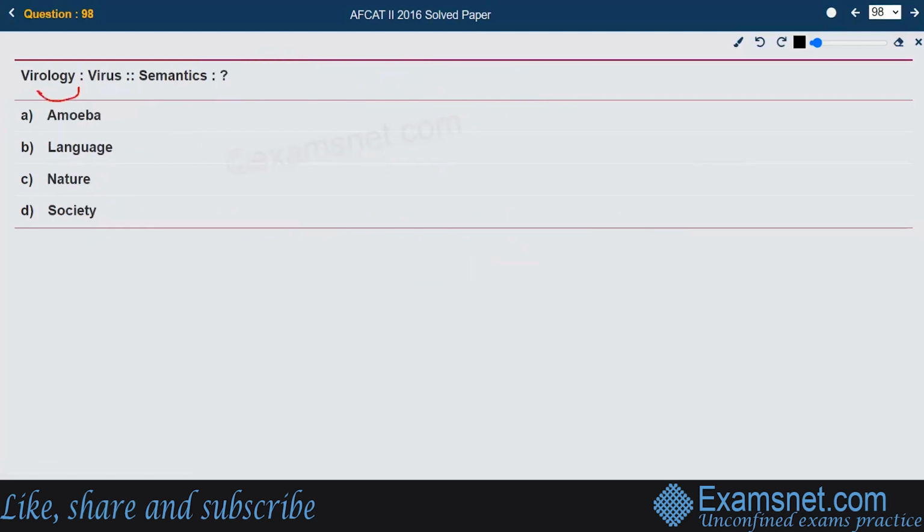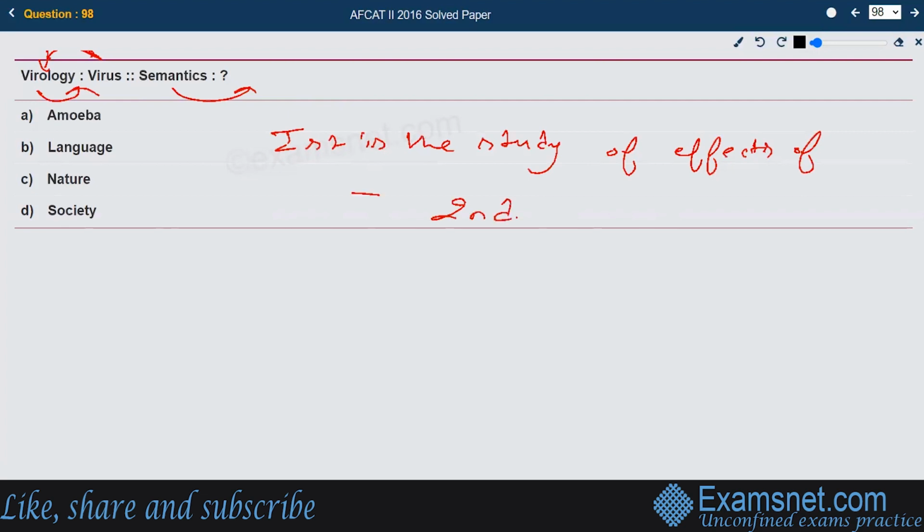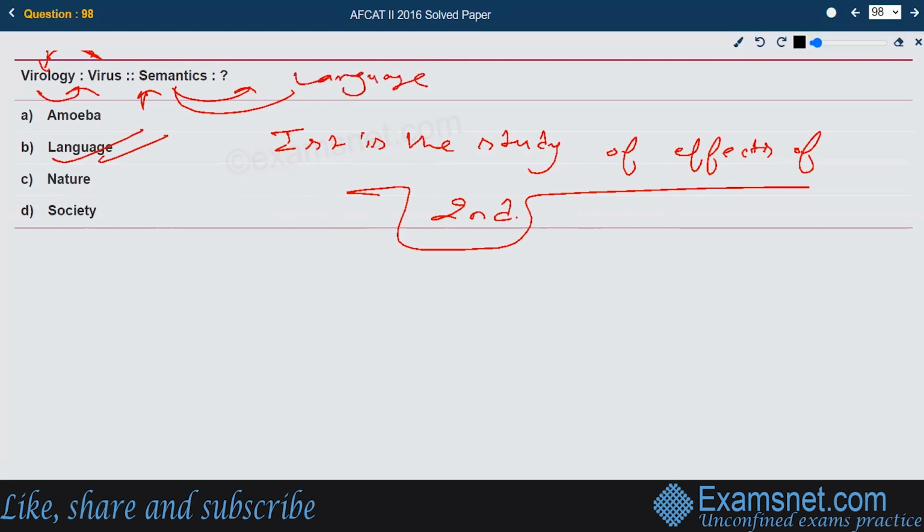Next, virology, virus, semantics is what? If we look at the word and understand, virology deals with the effect of virus. So the first is the study of effects of the second. This is the connection developed. So let us know semantics is the study of effects of what? Semantics studies the effects of language. So option number B seems to be right.